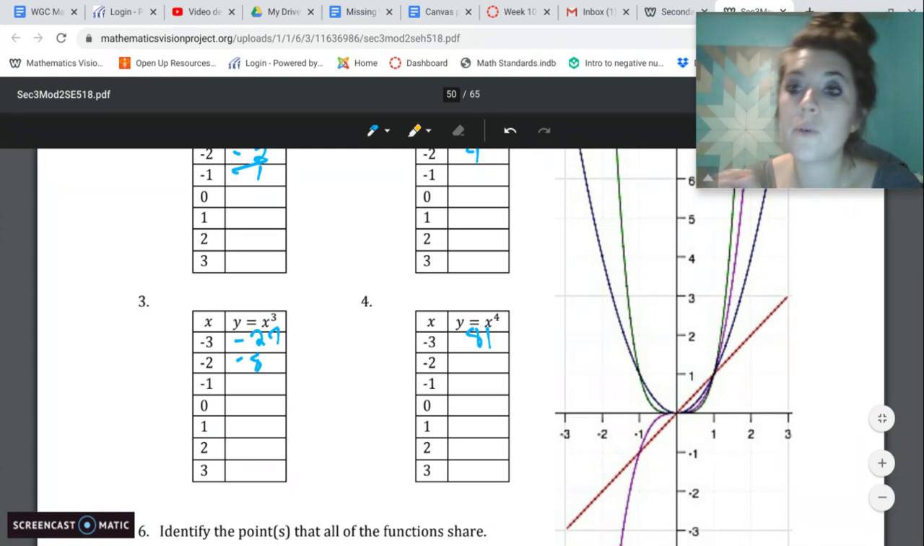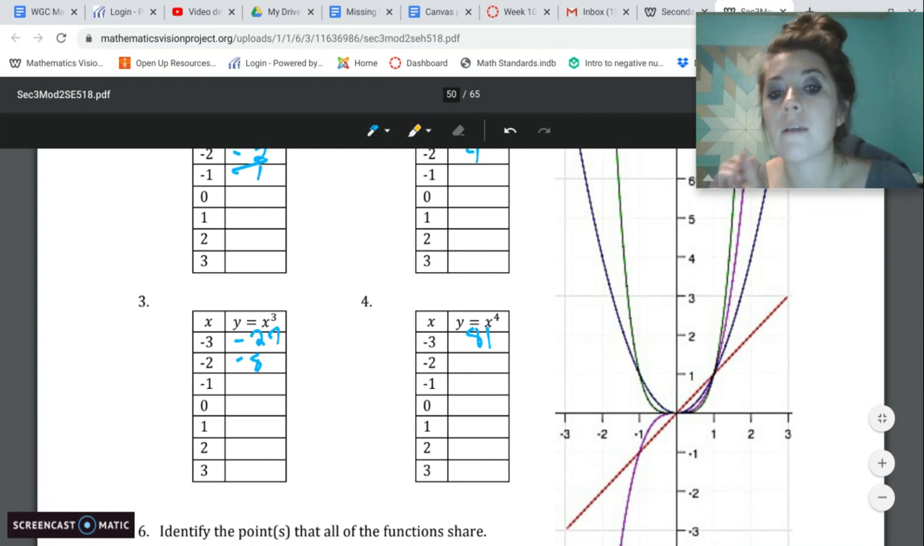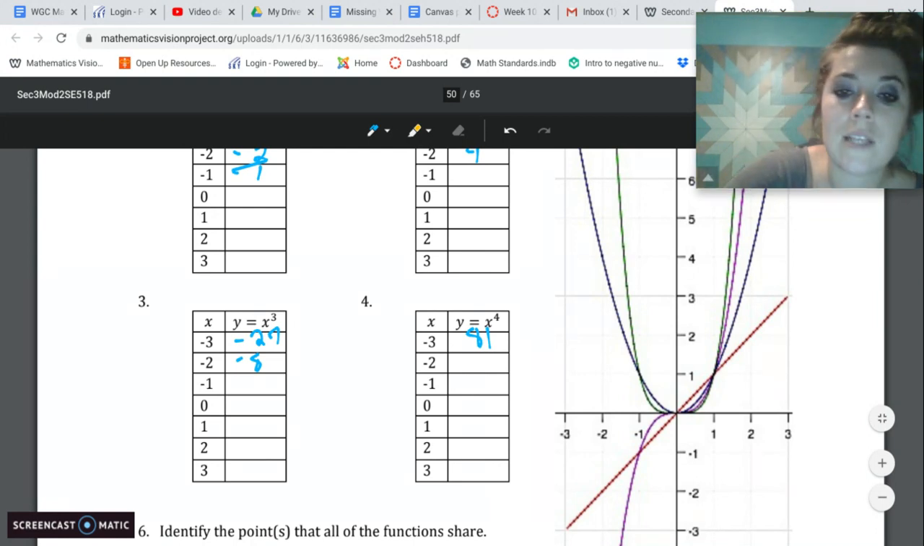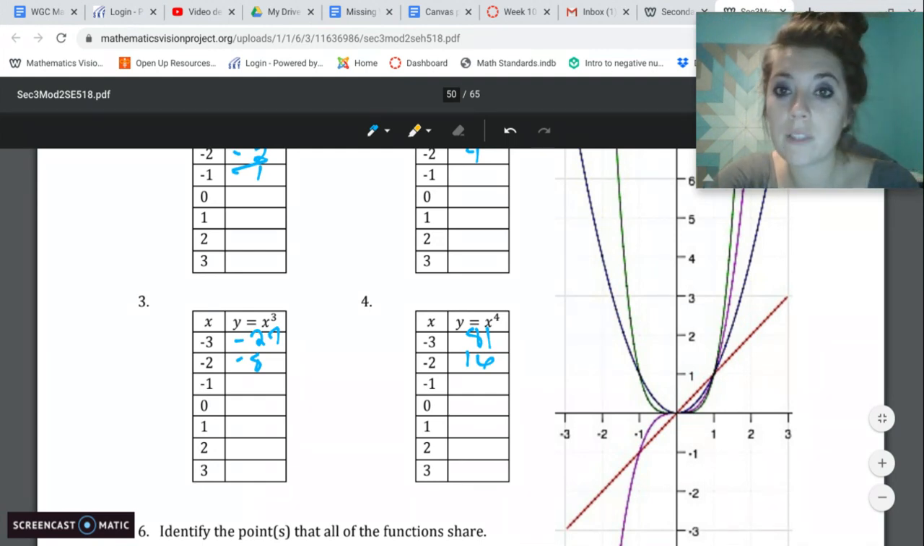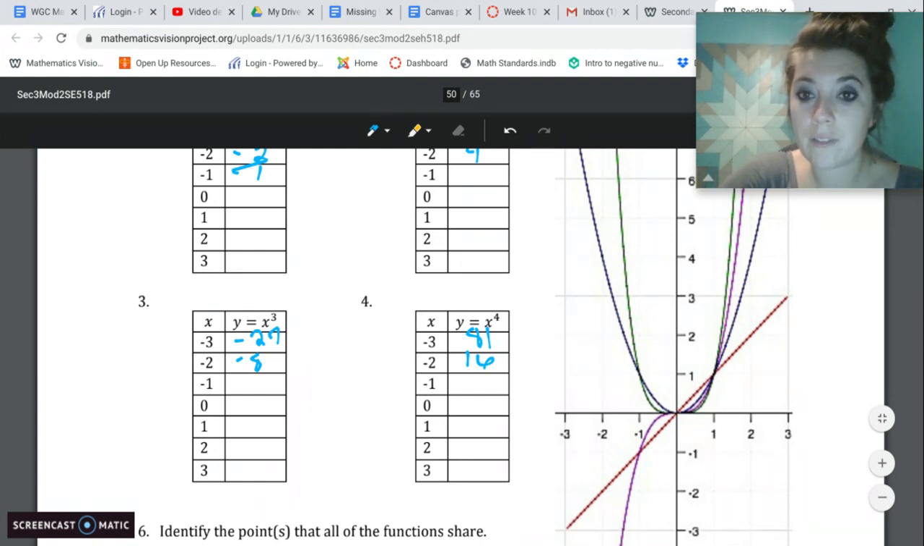So -2 times -2 is a +4. +4 times a -2 is a -8. -8 times -2 is 16. And -1 times -1 is +1. Times -1 is -1. Times -1 is +1.